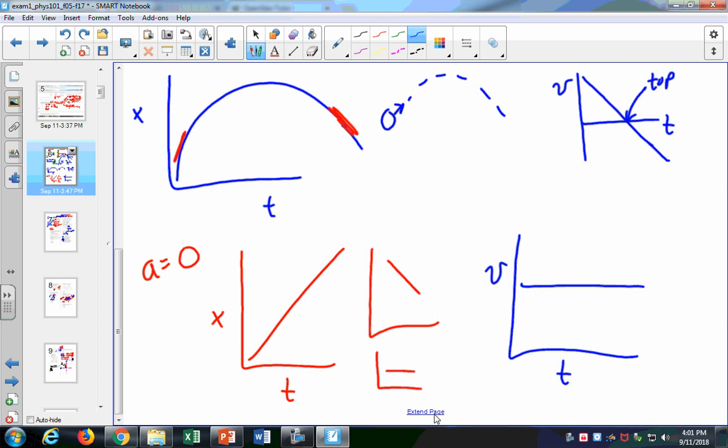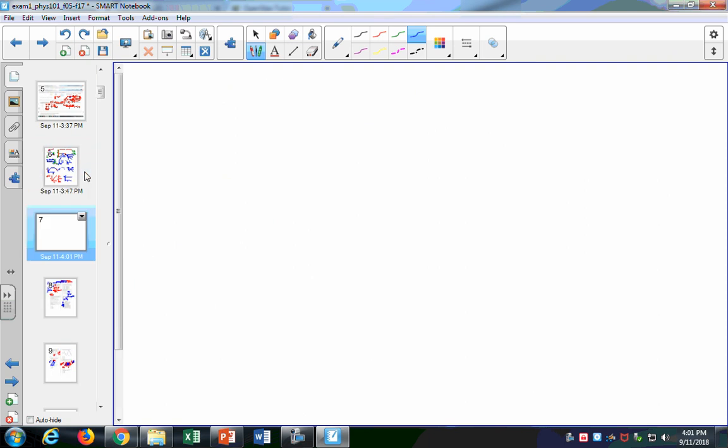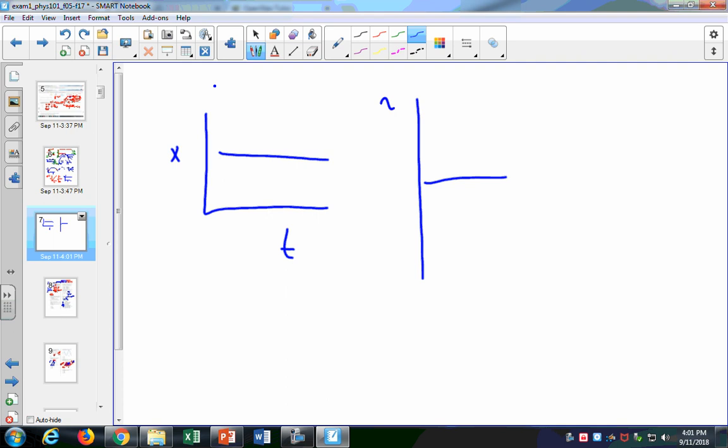What would the scenario be if velocity equals 0? If I had velocity equal to 0, in a position versus time graph it would look like that. In a v versus t graph, the line would be along v equals 0.